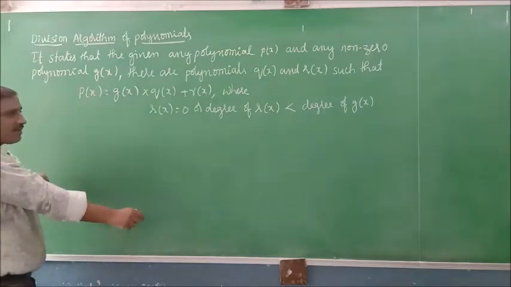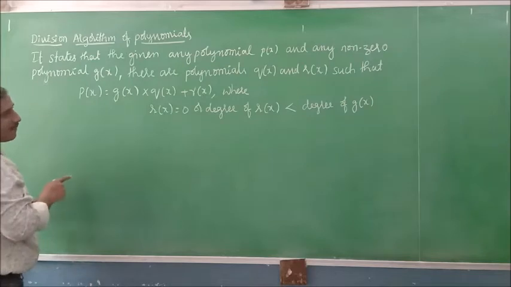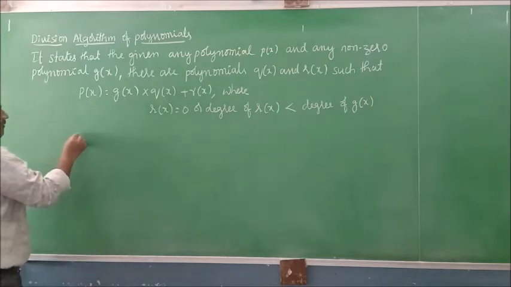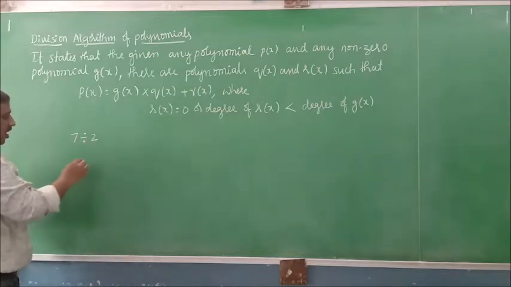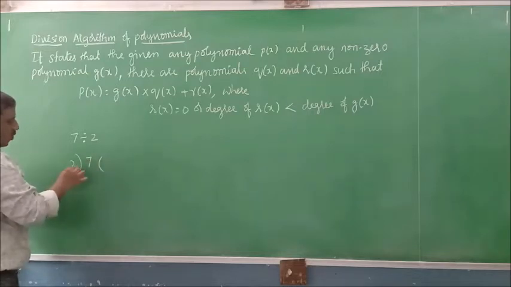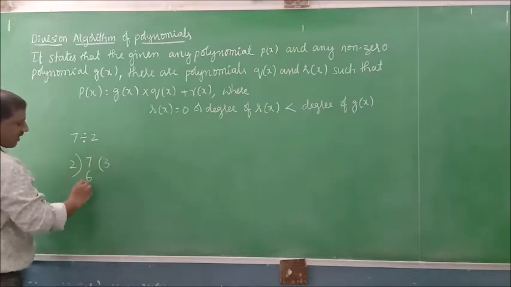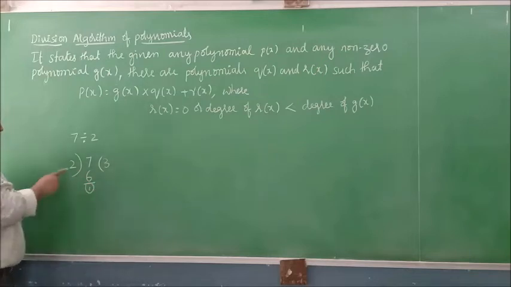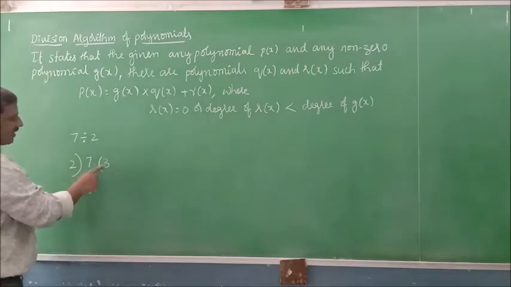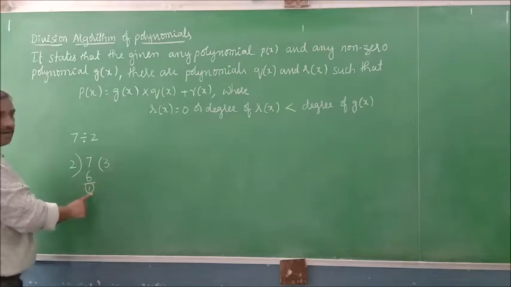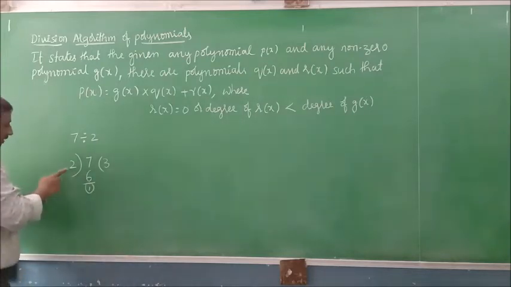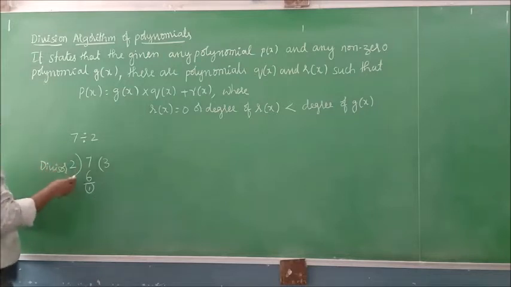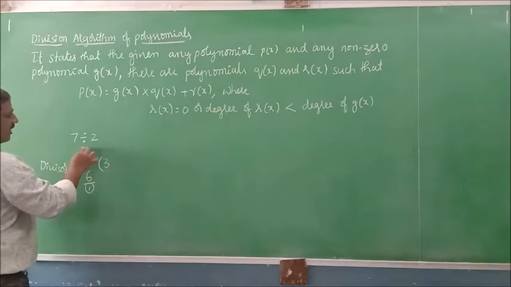So what is the division algorithm for numbers? See here. When we divide 7 by 2, what do we get? 2 threes are 6, and 7 minus 6 is 1, we subtract. What do we call this number 2, what do we call this number 7, what do we call this number 3, and what do we call this number 1? The same terminology is also applicable for the division algorithm of polynomials. What we call this term is the divisor. And 7 is known as the dividend.